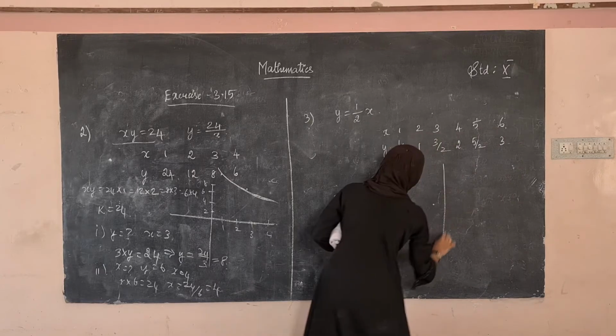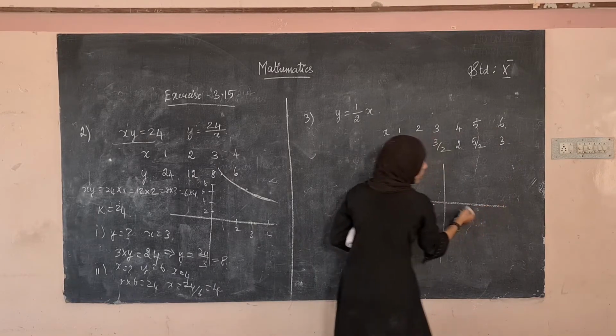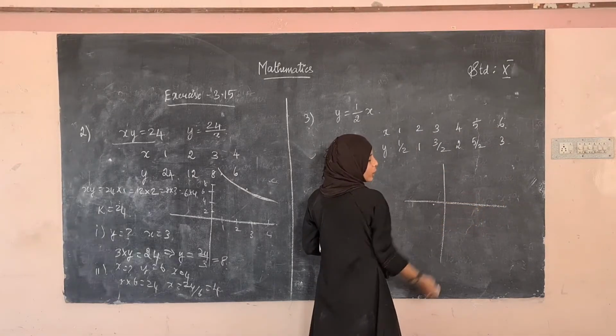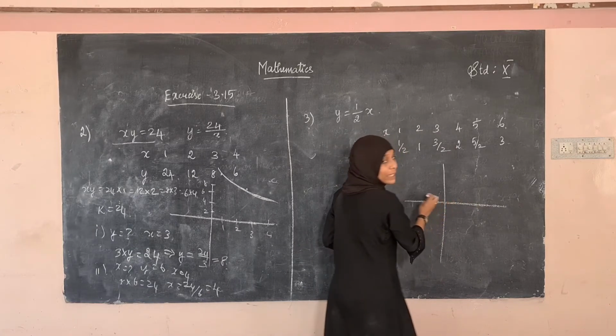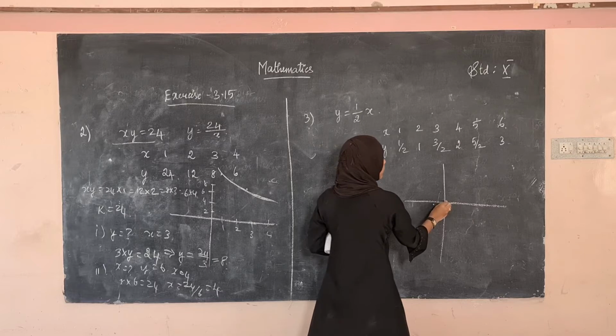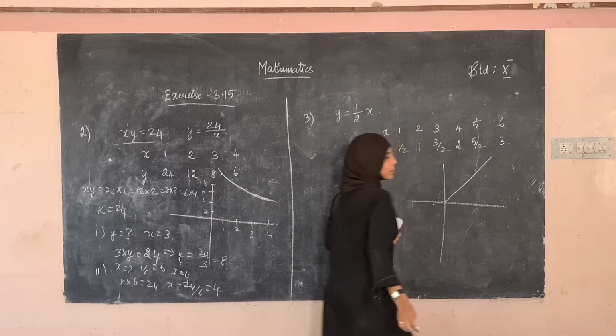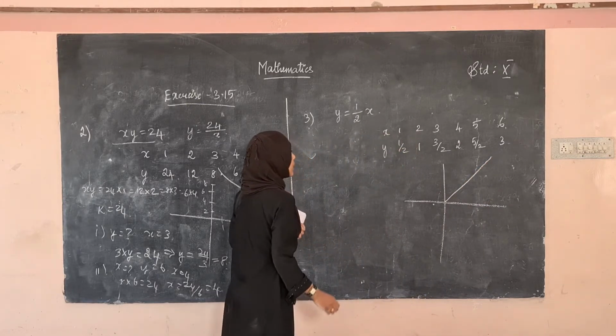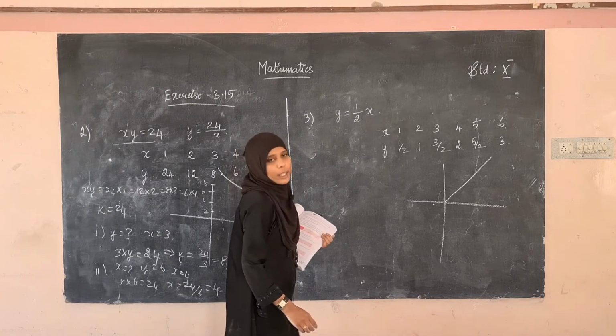Okay, if we draw the graph, you have to mark the points also, but I am not marking the points; you have to mark the points in the graph. Okay, so the graph will be like this. So this is the direct variation graph.